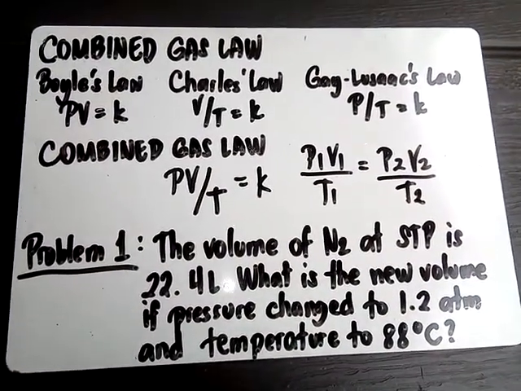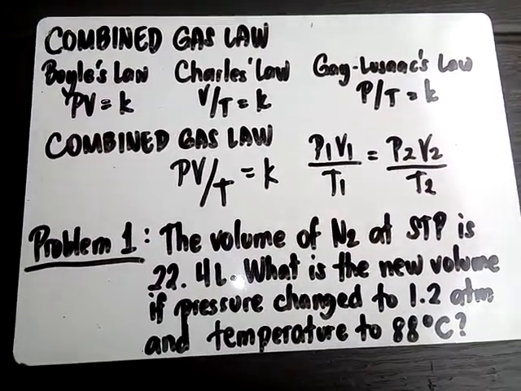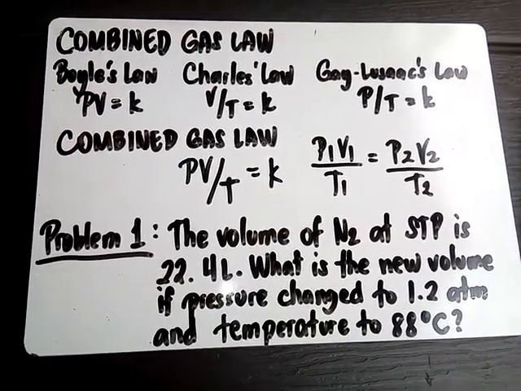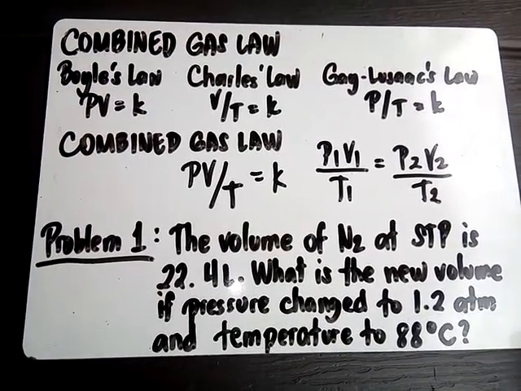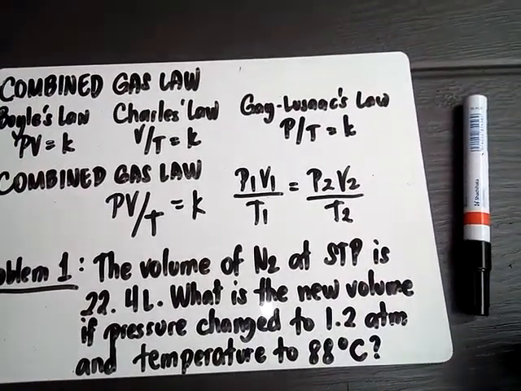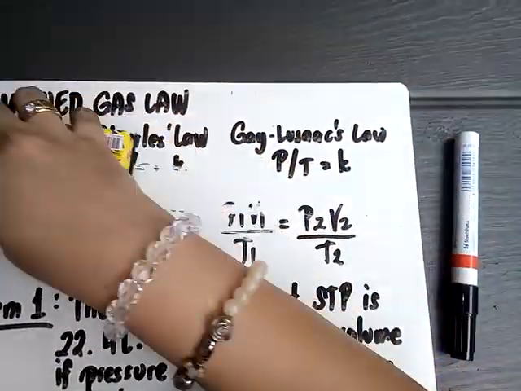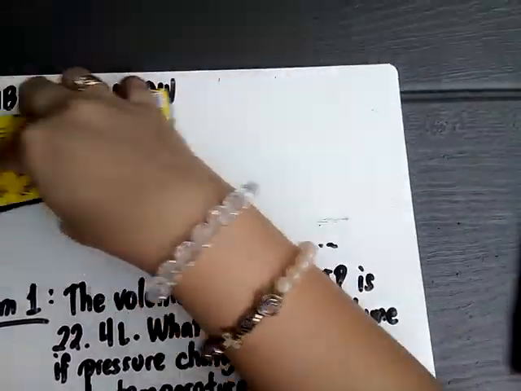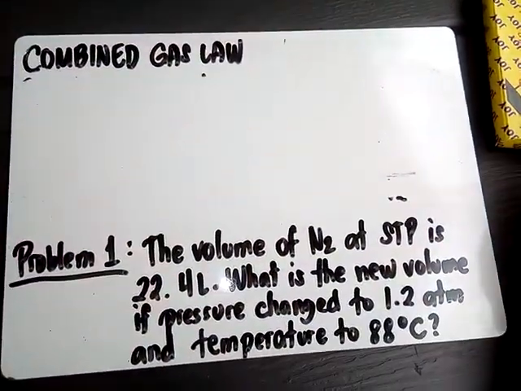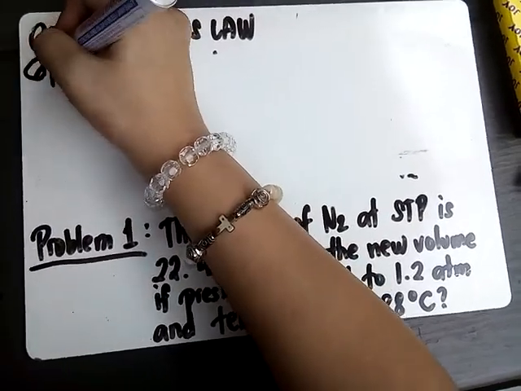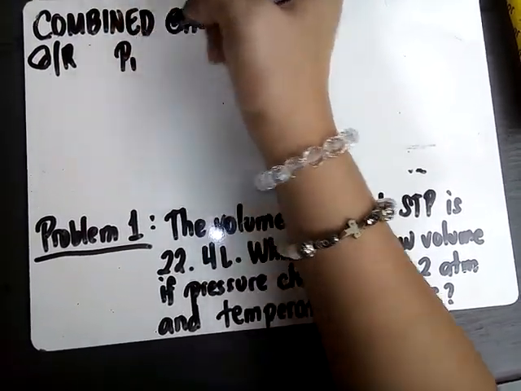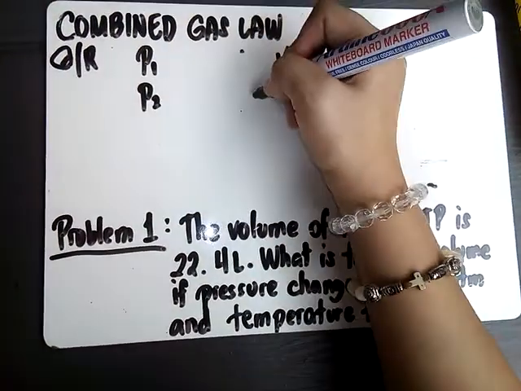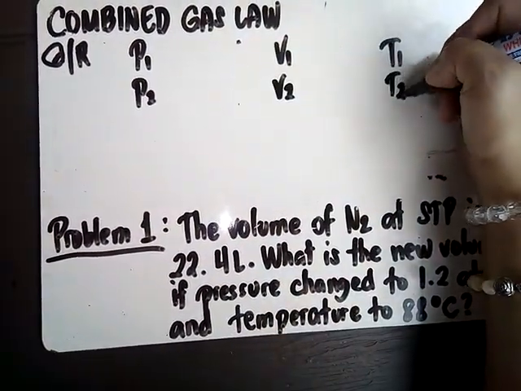Alright? So let's have our first problem. The volume of N2 at STP is 22.4. What is the new volume if pressure changed to 1.2 atm and temperature to 88 degrees Celsius? Again, it's important that you follow proper solving format. So let's have our given and required. For our given and required, I will write all the variables. So we have P1, V1, and T1. Here we have P2, V2, and T2.